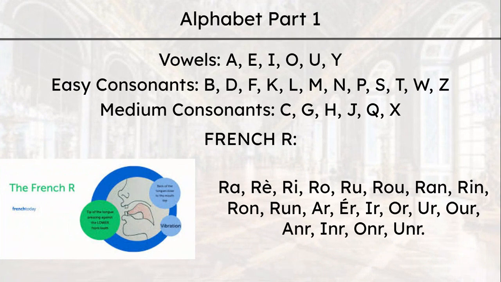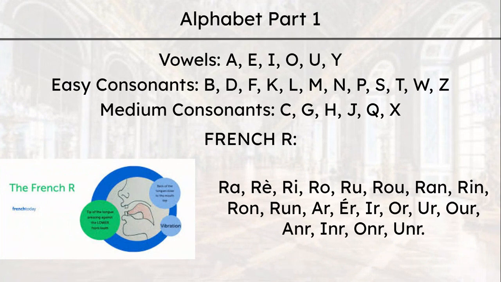So C can harden or soften depending on the next vowel. Like CA makes a ka sound, but CE makes a se sound. So it's the same rules as English. Same with G. H is completely silent, no matter what. It can be aspirated, but that just means it doesn't make any sound. J sounds like the French J, not the English J. Q sounds like K, and X sounds like S most of the time.